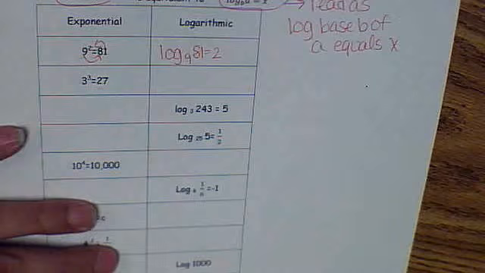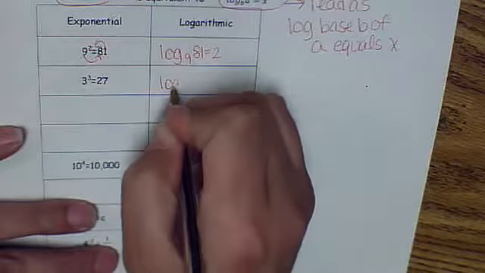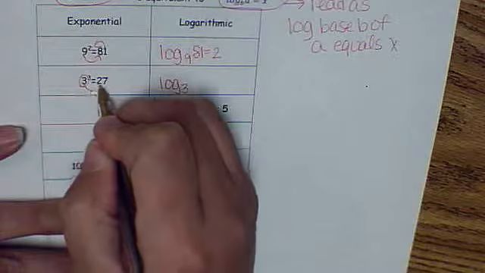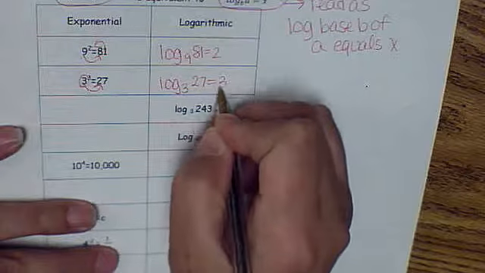So let's look at the next one. 3 to the third power equals 27. We write log. Our base is the 3, and you go around in a circle. Log base 3 of 27 equals 3.